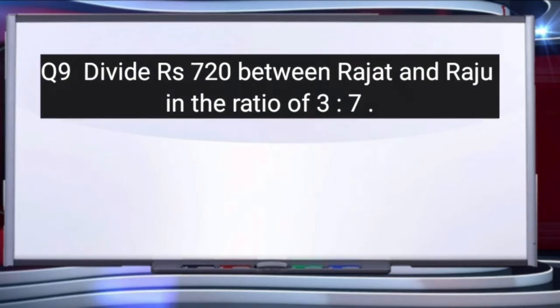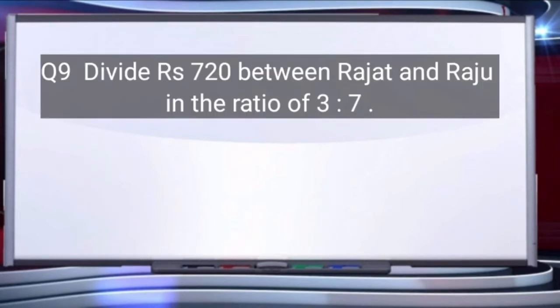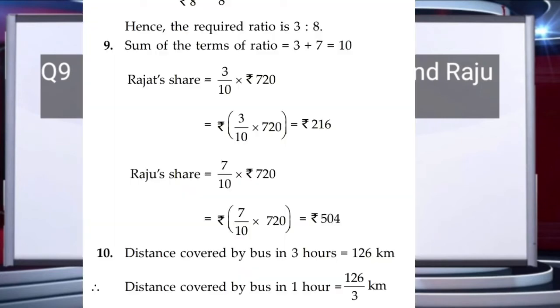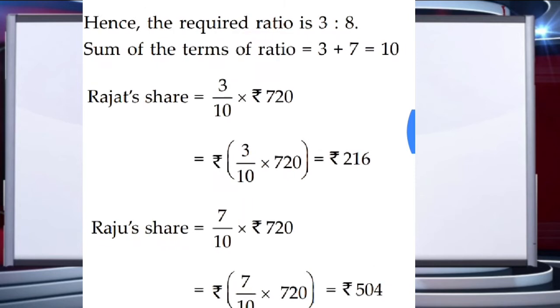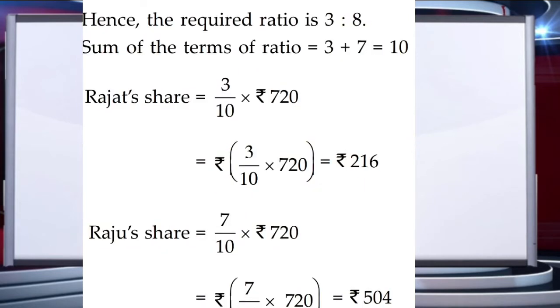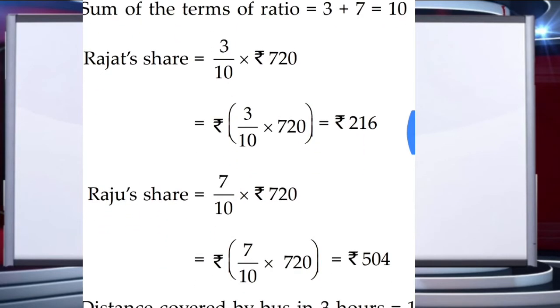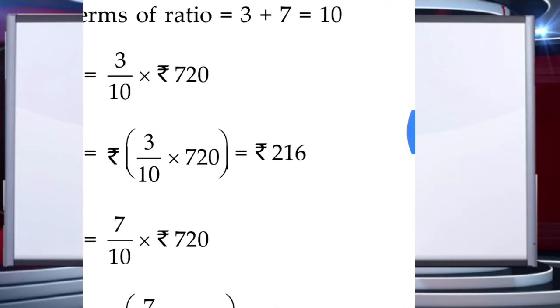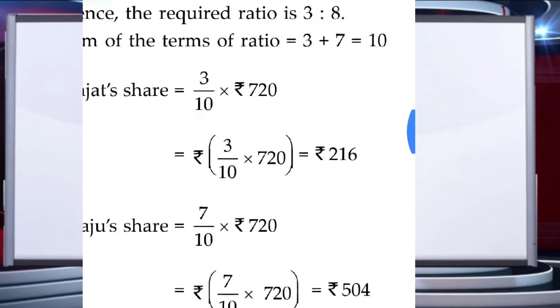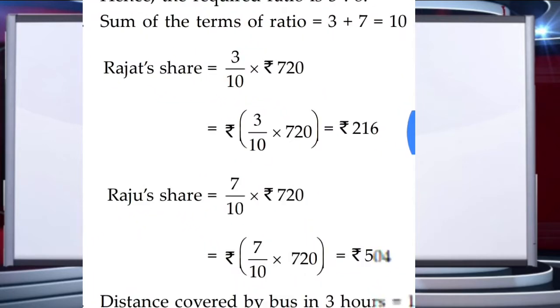Divide rupees 720 between Rajat and Raju in the ratio of 3:7. First of all, here you have to divide rupees 720 in the ratio 3:7. So your ratio is 3:7. First of all, you will find out the total ratio. Total ratio means you will add 3 and 7, that is 10. So the sum of ratios is 10.